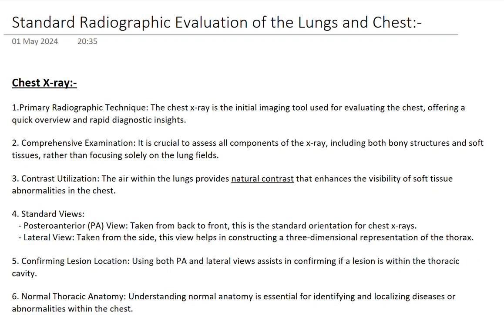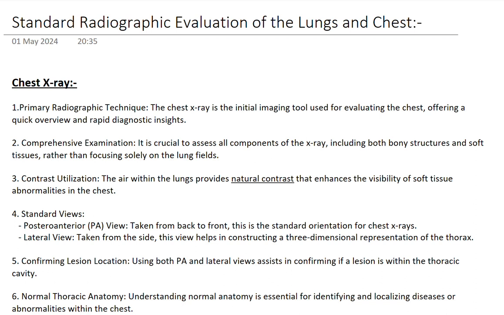Pointwise description of chest X-ray. 1. Primary radiographic technique. The chest X-ray is the initial imaging tool used for evaluating the chest, offering a quick overview and rapid diagnostic insights. 2. Comprehensive examination. It is crucial to assess all components of the X-ray, including both bony structures and soft tissues, rather than focusing solely on the lung fields.